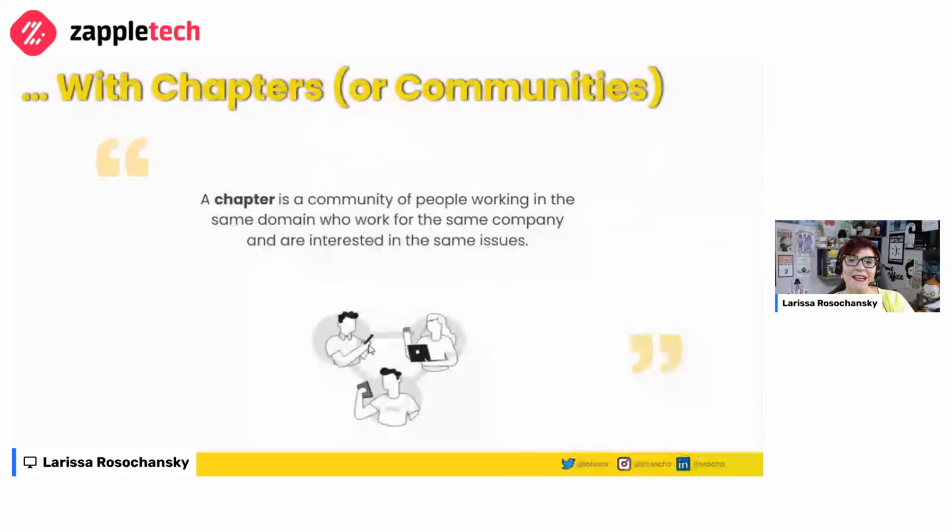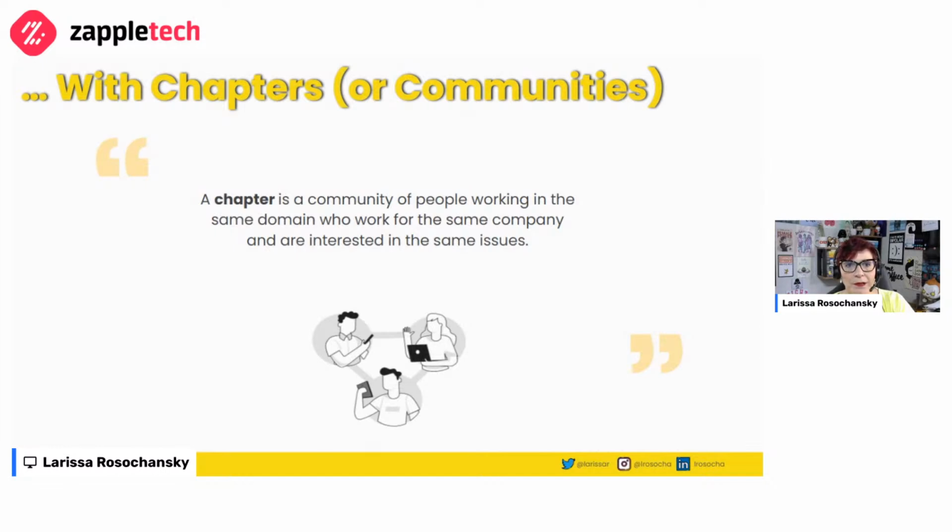The chapter is a community of people that work in the same domain for the same company or the same contract, and they are interested in the same issues, the same things and relationships, and it could be tools, could be anything. So we can create chapters, we can create communities about anything. We can choose whatever we want to create the chapters, the communities.